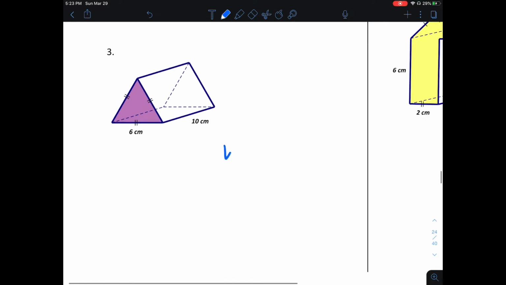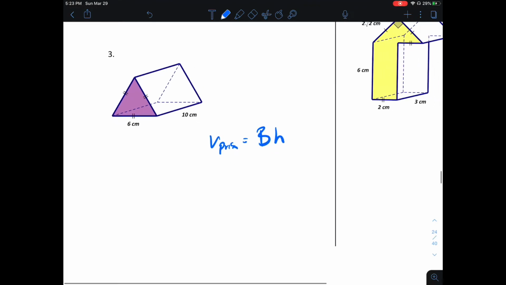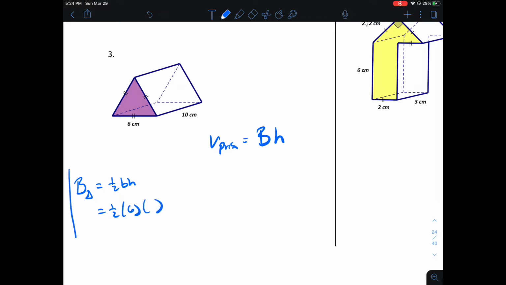So it's more practice on the previous chapter. To find the volume of a prism, we have to take the area of the base times the height. The base in this case is a triangle, and the formula is 1/2 base times height. We currently know one of the dimensions is 6. We don't know the height of that purple triangle.